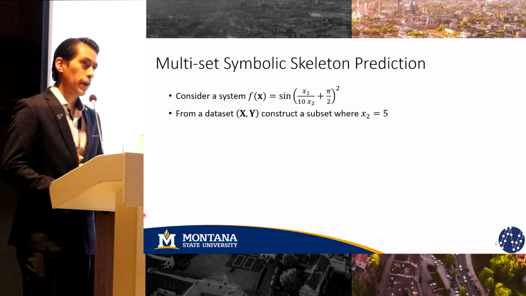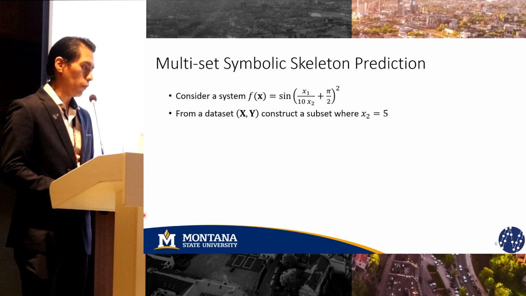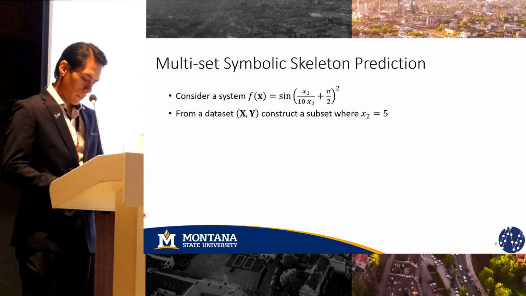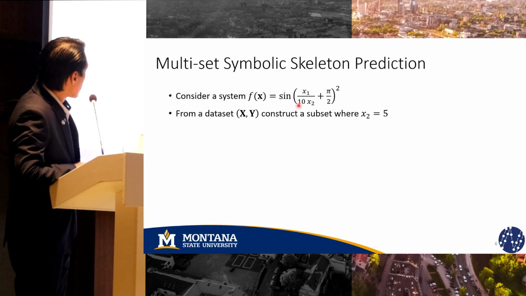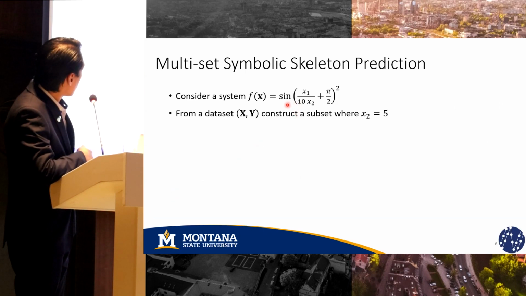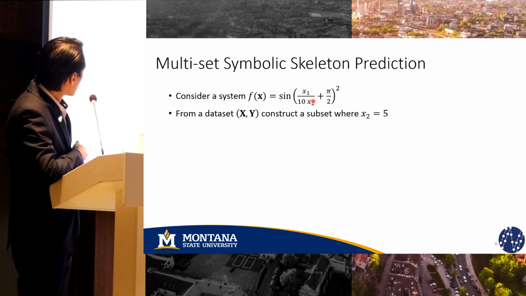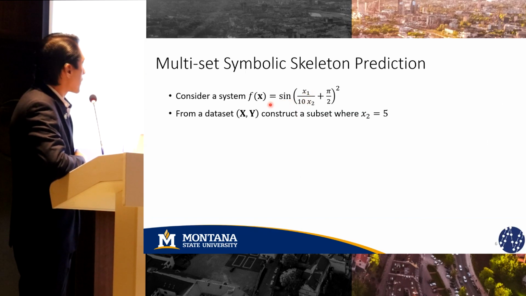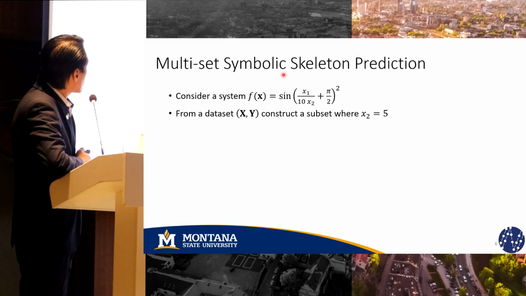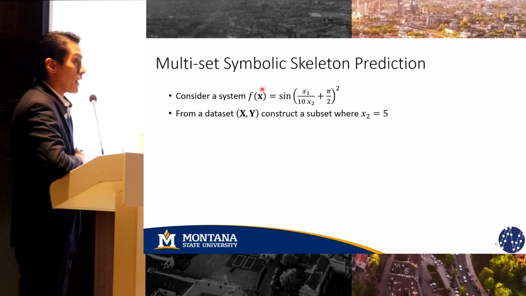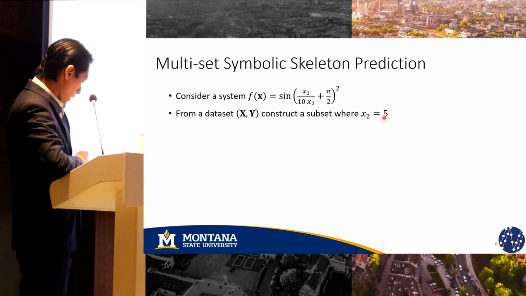So, to justify the need of this new type of problem, multi-set symbolic skeleton prediction, let me explain this example in which we have a function that is dependent on two variables, x1 and x2. And just for the purpose of this example, consider that we have collected a data set that is huge. So let's consider that we want to understand what's the relationship between variable x1 and the output of the system. If that's the case, that means that we have to fix the value of variable x2, and we can just fix it to a random value. Let's suppose that we fix it to the value 5.